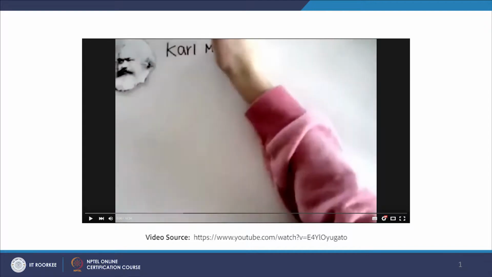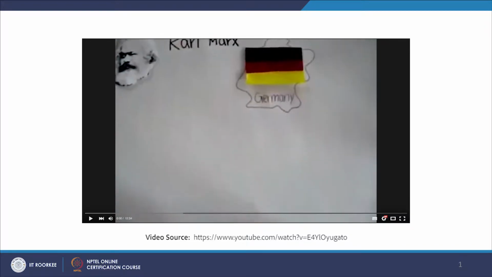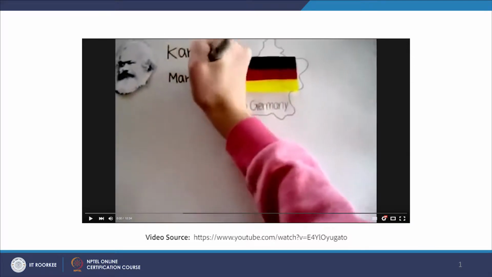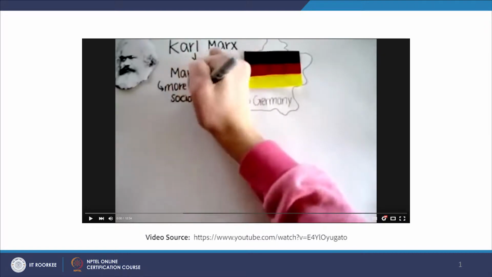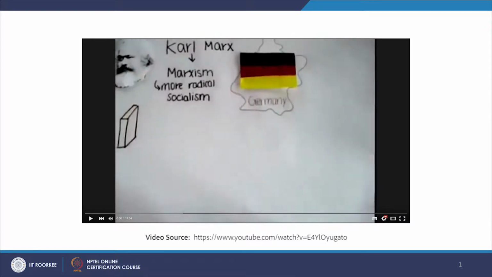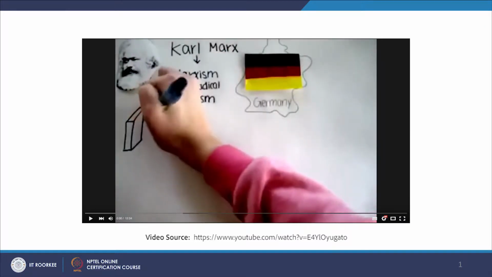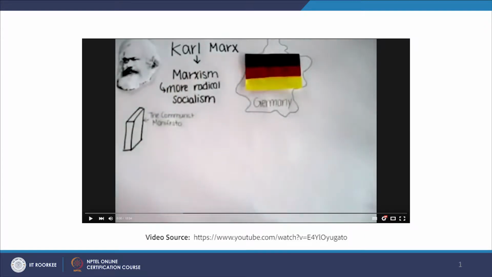Karl Marx was born May 5, 1818 in Germany. Coming from him came the philosophy of Marxism, which was really just a more radical version of socialism. In his book, The Communist Manifesto, he expressed his thoughts and the problems that he saw in the capitalist system.